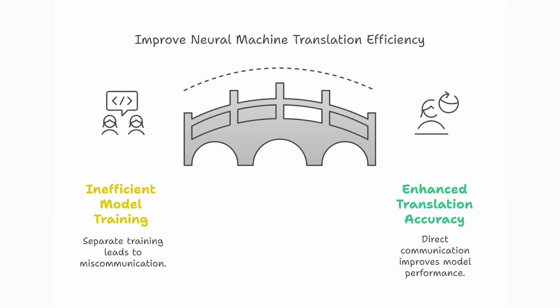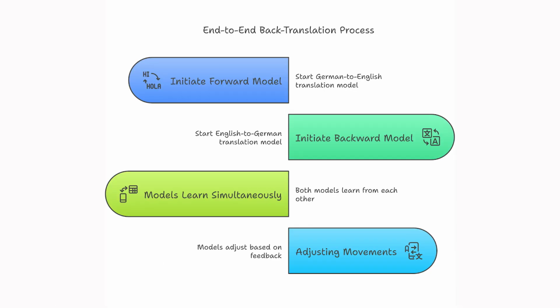Traditional backtranslation often involves training these translation models separately. This works, but it's not ideal. It's like having two people working on a project but not being able to directly communicate. Things can get lost in translation. That's where end-to-end backtranslation comes in. The goal is to train both the forward, e.g., German to English, and backward, English to German, translation models simultaneously, allowing them to learn from each other in a much more direct and efficient way. Think of it as a pair of dancers learning to move together, constantly adjusting to each other's movements.